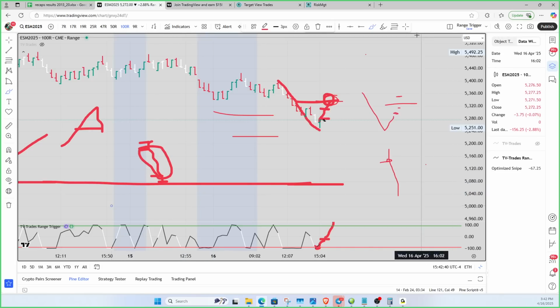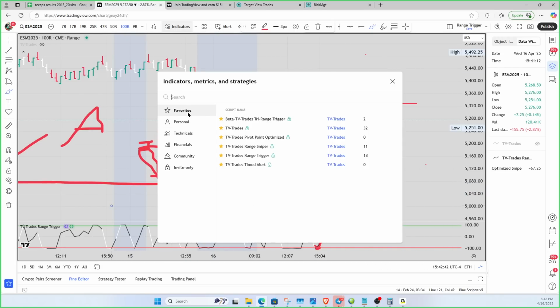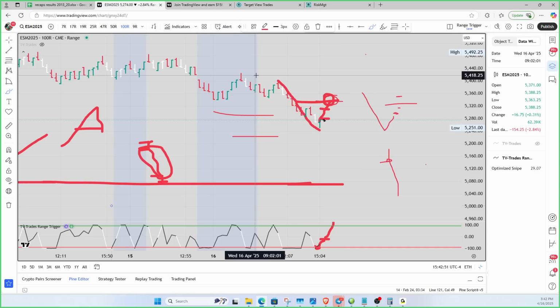When you go up here to indicators, you have access to this one. It's not that one. It's this one right here. Okay. All right. So, yeah.